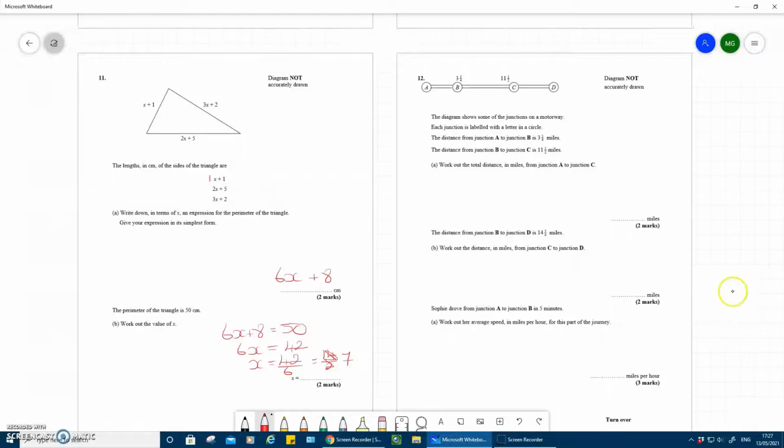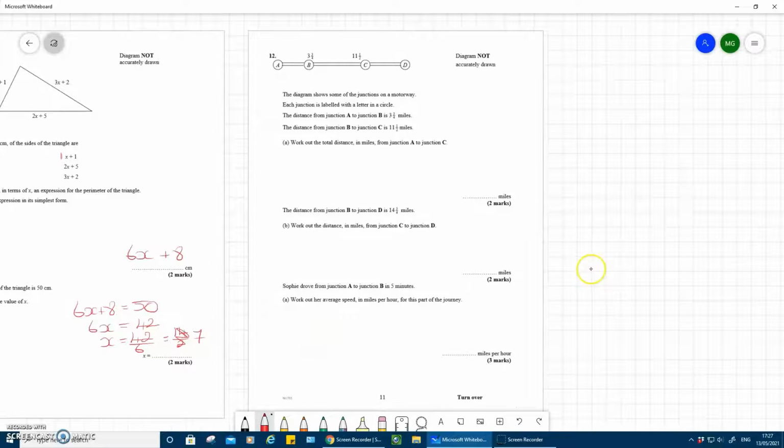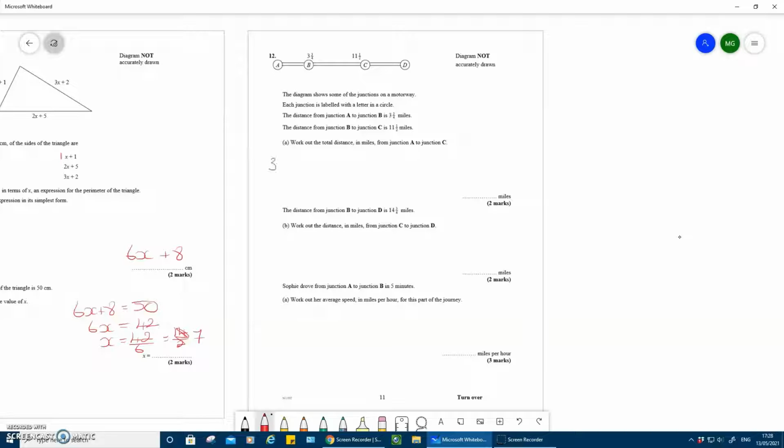Question number 12. Distance from A to B is 3 3/4. From B to C, okay, so all the information is given to us. We're going to go from A to C. So really all we're looking to do is 3 3/4 plus B to C, plus 11.5, isn't it?